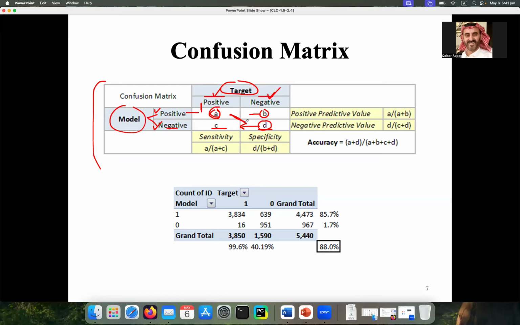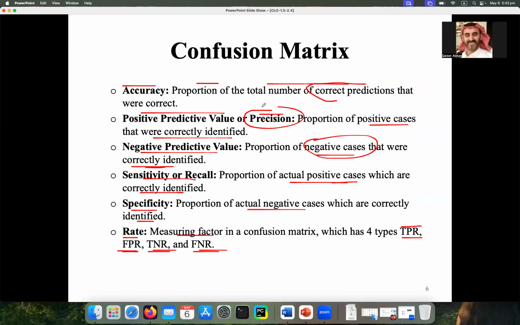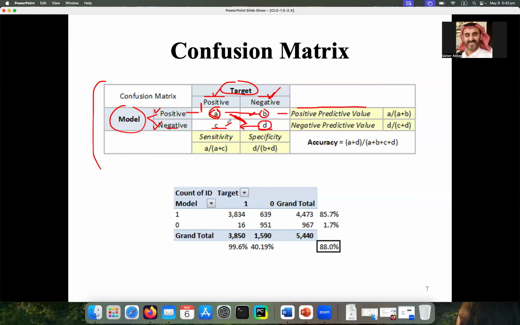So these things in the diagonal are the correct answers. And these things that you have here are the errors. It was negative, model predicted positive. It was positive, model predicted negative. So now the values that you have here in the row, we are calling positive predicted value or precision. The other name for positive predicted value is precision. In this theory, positive predicted value or precision. So these things that you are seeing in this row, this is called precision or positive predictive value.